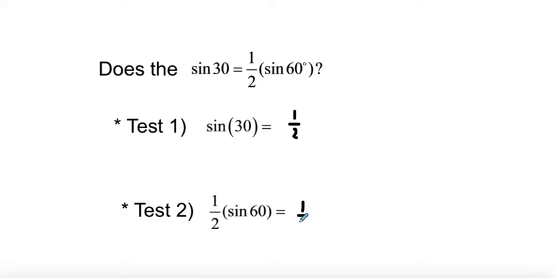So I'm going to write down the 1/2. And then we know that the sine of 60, again from the unit circle, the y value at 60, is the square root of 3 over 2. And so multiplying your numerators and multiplying your denominators, you get the square root of 3 over 4. And the square root of 3 over 4 is not equal to 1/2. So do those two equal each other? No, definitely not.